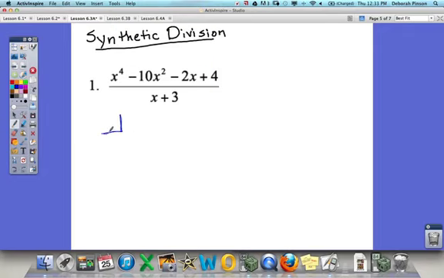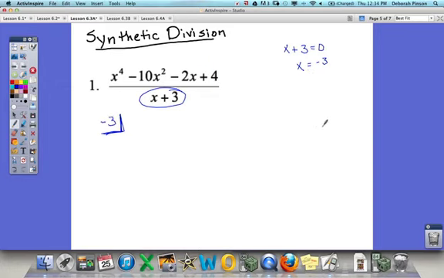So here's what you're going to do with synthetic division. I'm going to put a little box right here, kind of half of a box. And in the box, I'm going to put the 0 for what I'm dividing by. So set it equal to 0 and solve. So x equals negative 3. That's what I'm going to put in my box.